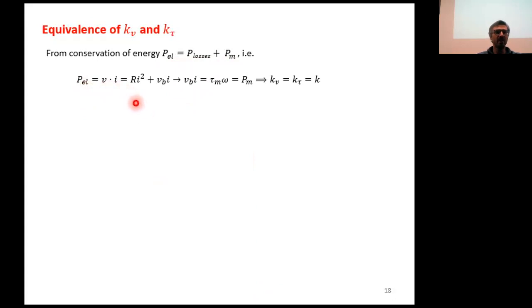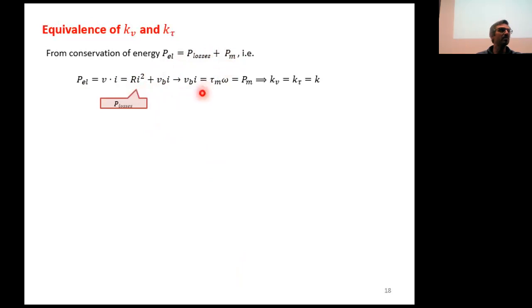Then, if we consider the previous equation, and here we are neglecting the effect of the inductance, so we have only the drop on the resistance, we have Ri squared plus the back EMF times I. We know that these are the Joule losses. So it comes that this part of the electrical power is the one that is transformed into mechanical power.